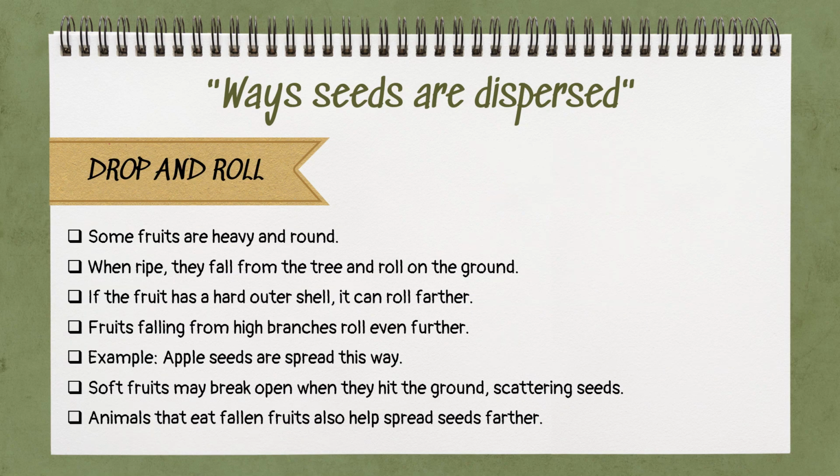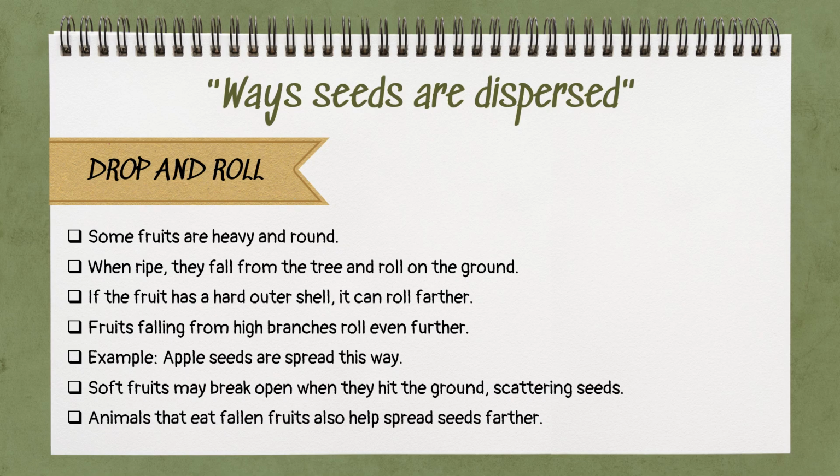Drop and roll. Some fruits are heavy and round. When ripe, they fall from the tree and roll on the ground. If the fruit has a hard outer shell, it can roll further. Fruits falling from high branches roll even further. Example, apple seeds are spread this way.